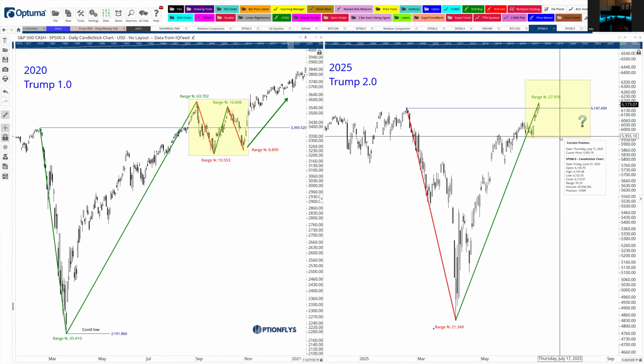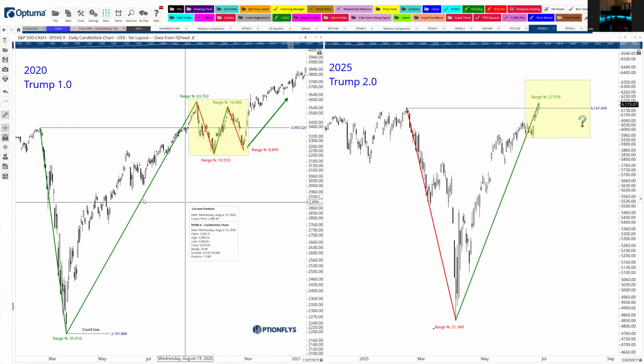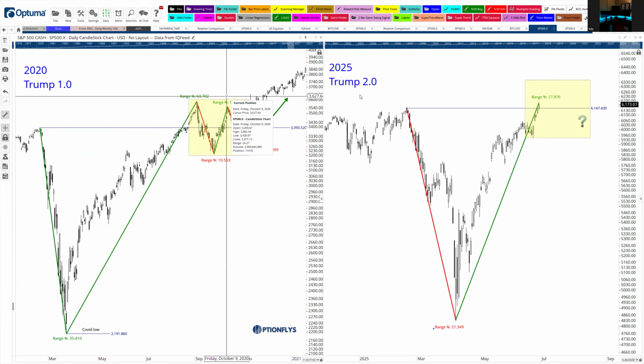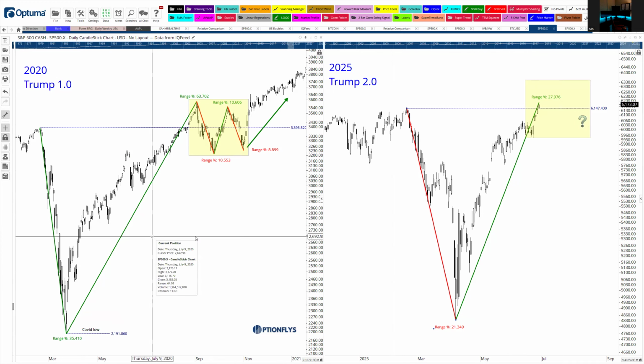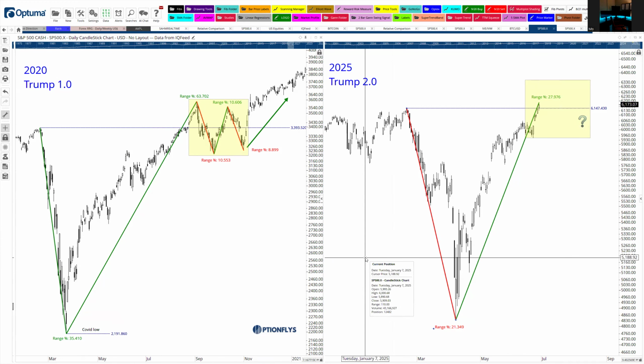Can this happen here? It's totally possible. It's the same setup, the market just doing exactly the same thing. Exactly the same thing. So I did send out a tweet yesterday. You have to be a little bit open-minded, right?